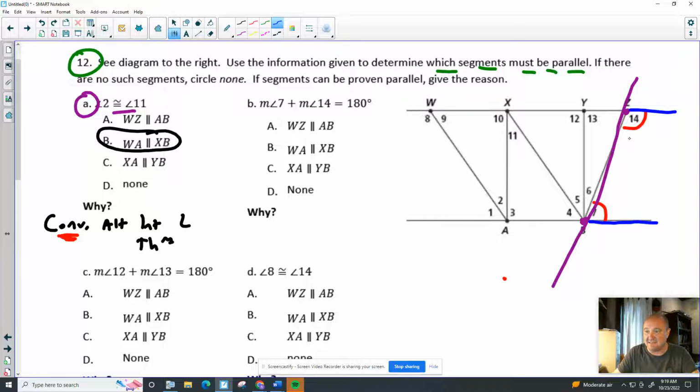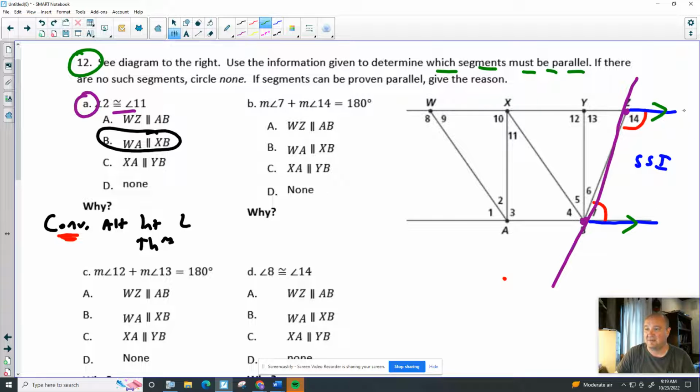Now, when I look at these, I say, oh, these are same side interiors, right? They're both on the right side of the transversal. They're both in the interior zone, not up here or down here in the exterior zone. And if same side interiors add up to 180, then I do know that lines are parallel. That's one of the conjectures we studied in class. So that tells me that this line would have to be parallel to this line.